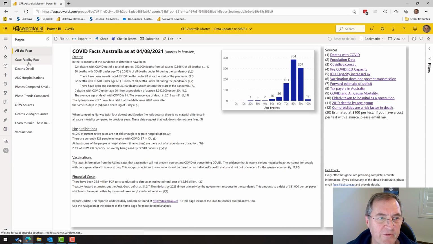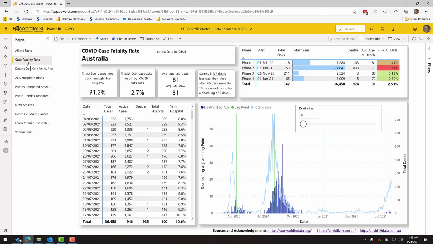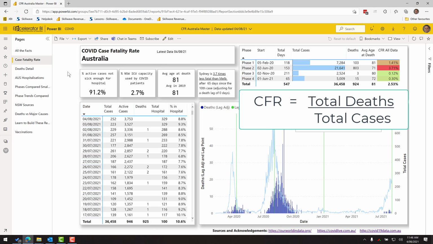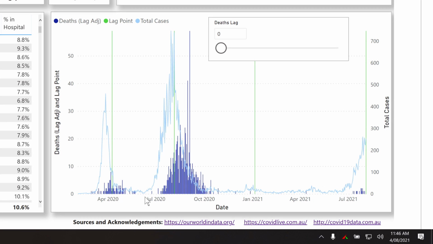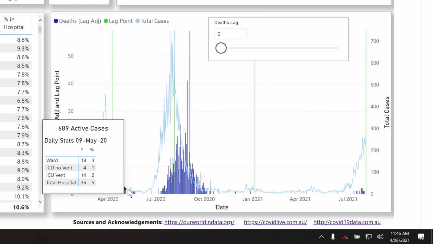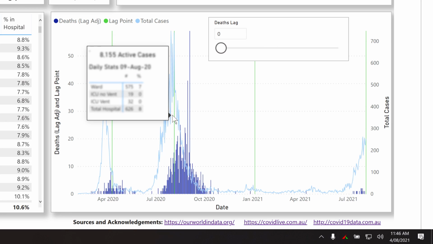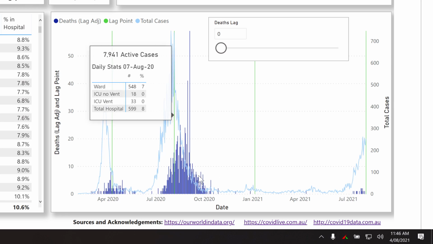All right, so I'm going to jump straight over to the case fatality rate page. And so the case fatality rate is a very simple division. Divide the total deaths by the total cases, and that gives you the case fatality rate. But there are some nuances here. So this is the Australian data, and this light blue line is the cases. It's actually daily cases. So as a new case comes in, we get counted. So it's not active cases, it's just the total daily cases.